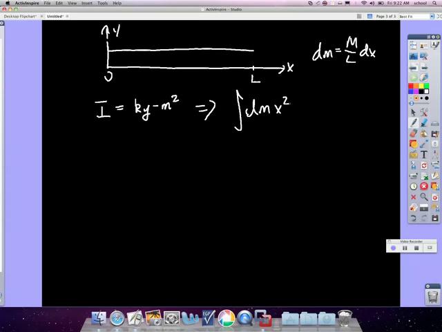So what we get, again, we plug in. Our integral, we're coming from the end of the rod here, so we're again going from 0 to L. We put in dm, which is m over L dx, and multiplied by x squared. Why don't I give you guys a minute and see if you can figure out what this integral is.